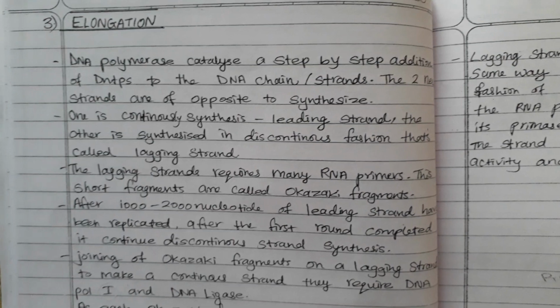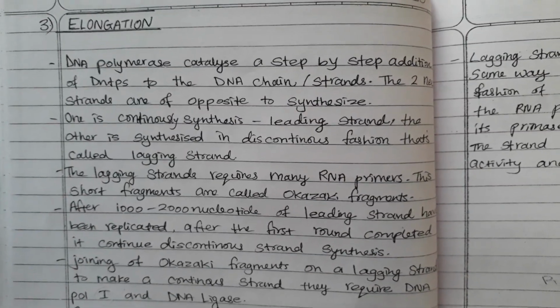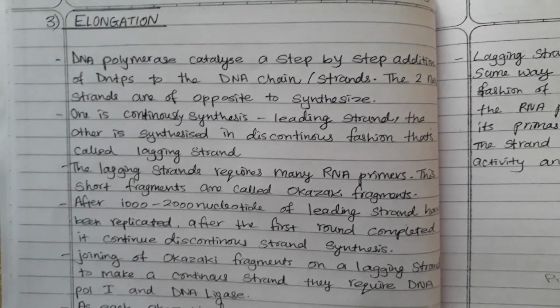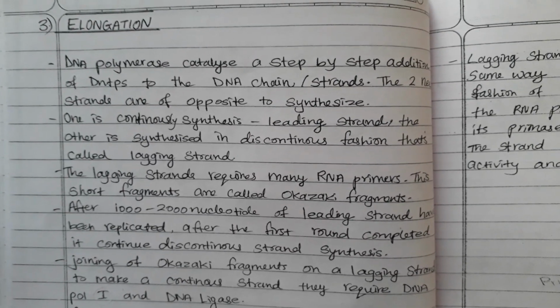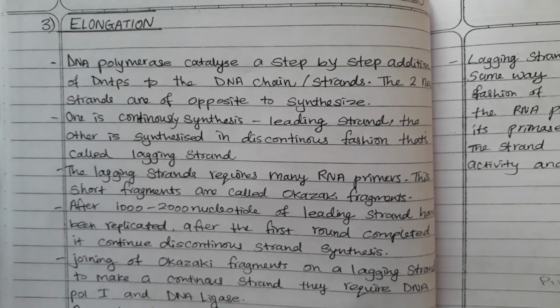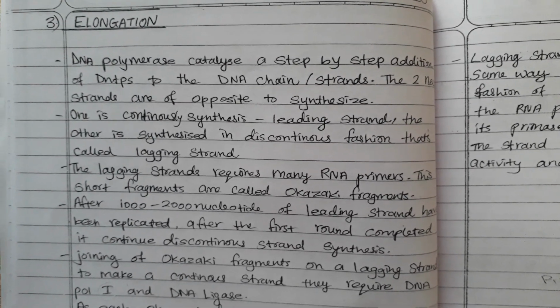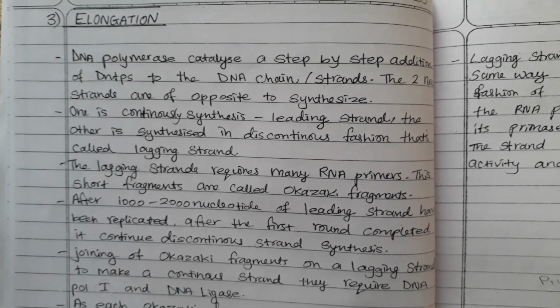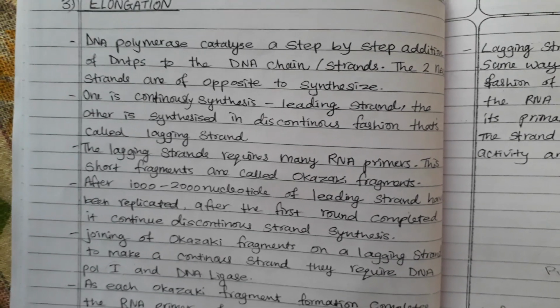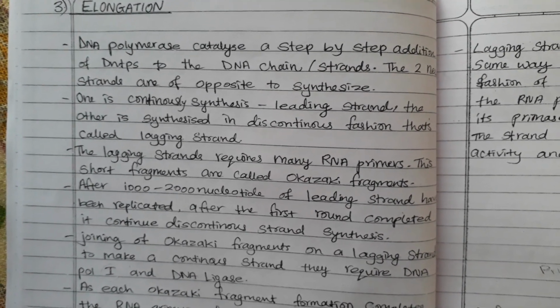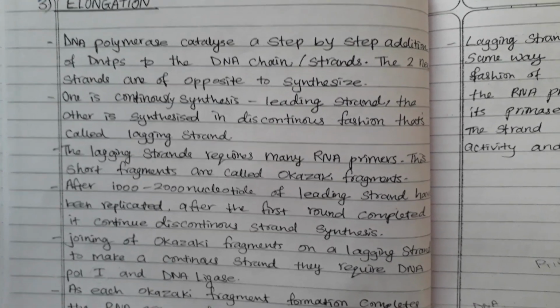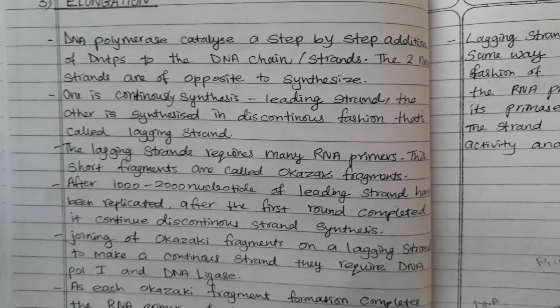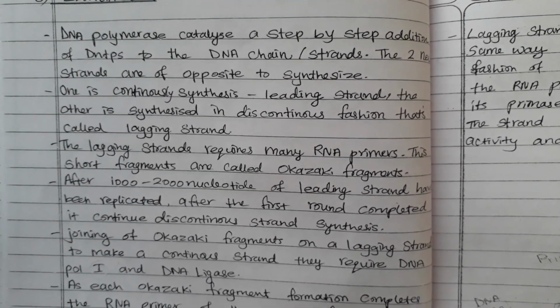We can call that a leading strand, and the other is synthesized in a discontinuous fashion, that's called the lagging strand. So this is the difference between the leading and the lagging strand. The leading strand is continuously synthesized and the discontinuous one is the lagging strand. Now, the lagging strand requires many RNA primers. These short fragments are called the Okazaki fragments.